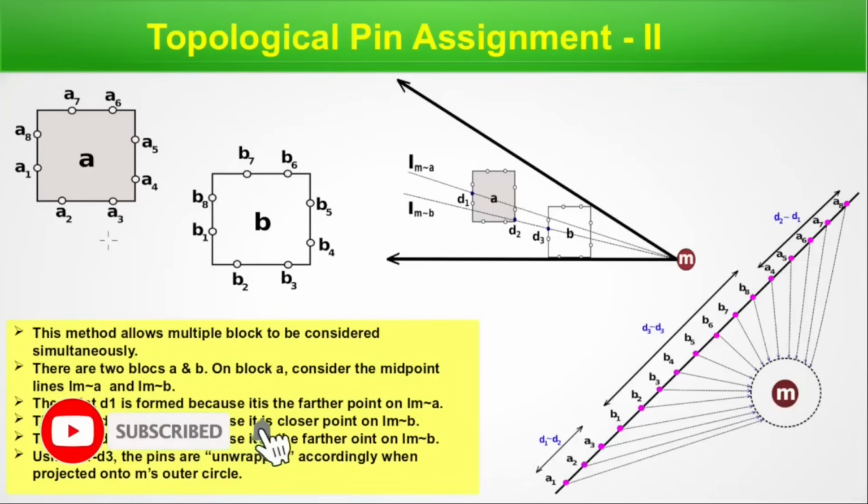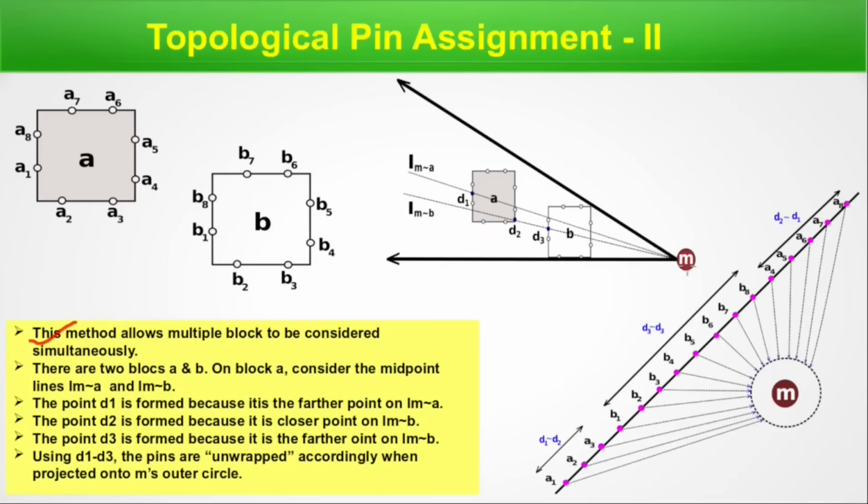In the last slide, what we saw was for one block. Now this method allows multiple blocks to be considered simultaneously. There are two blocks, A and B. On block A, consider the midpoint lines LMA and LMB. Two lines are there, LMA and LMB, and we draw them like that from the midpoint.